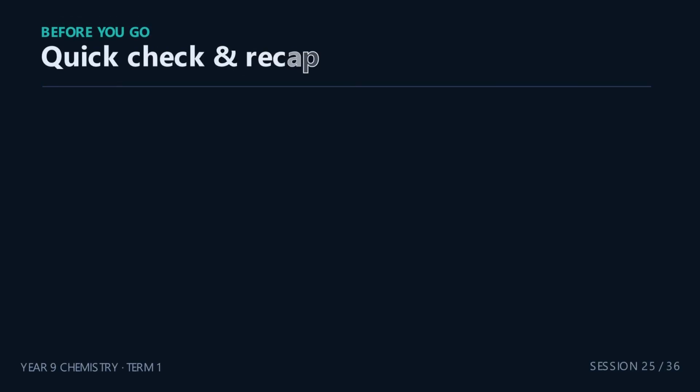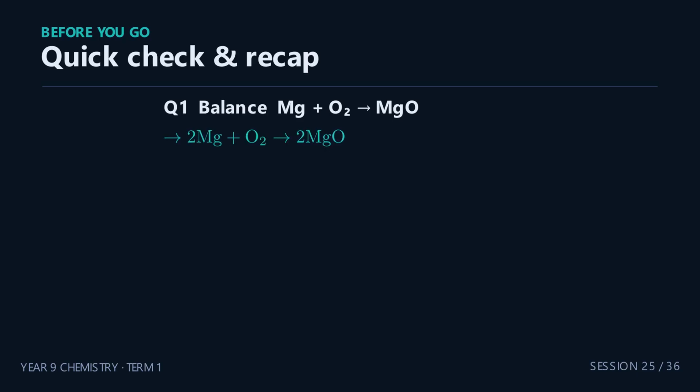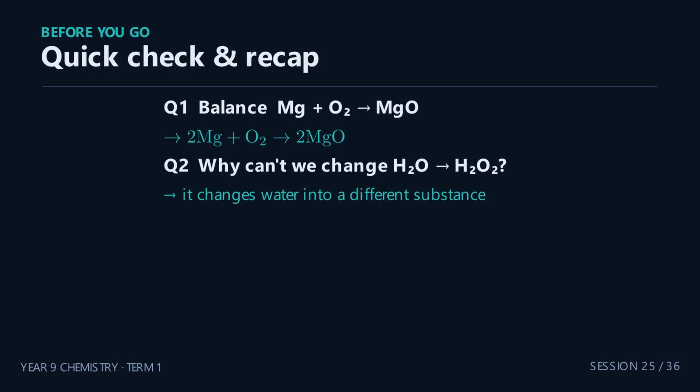Let's check your understanding. Question 1. Balance Mg plus O2 gives MgO. Pause and answer. 2 Mg plus O2 gives 2 MgO. Question 2. Why can't we change H2O to H2O2 to balance? Because it changes water into a different substance.